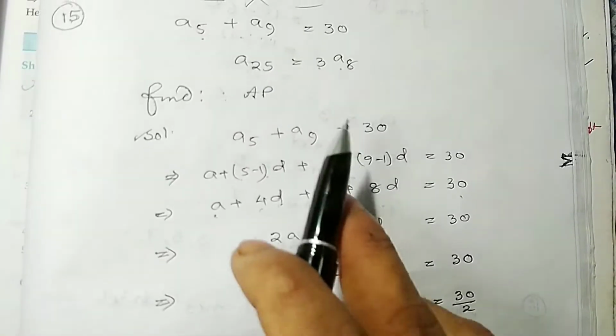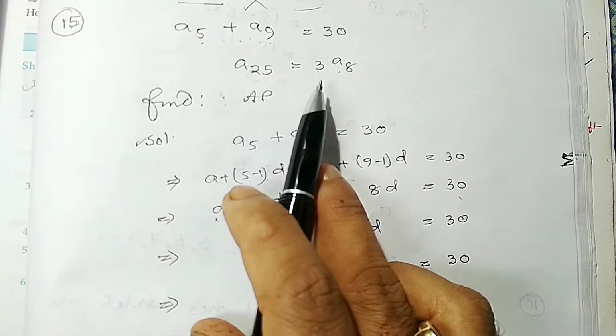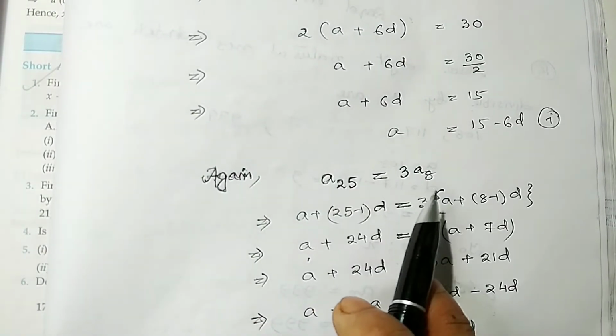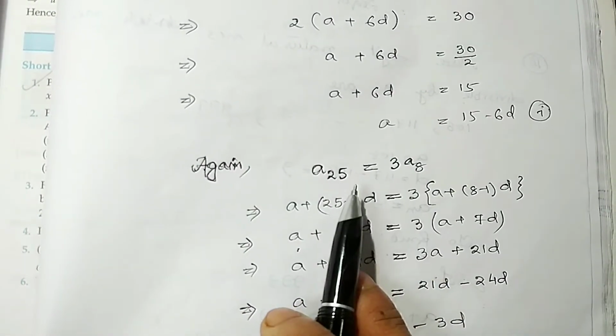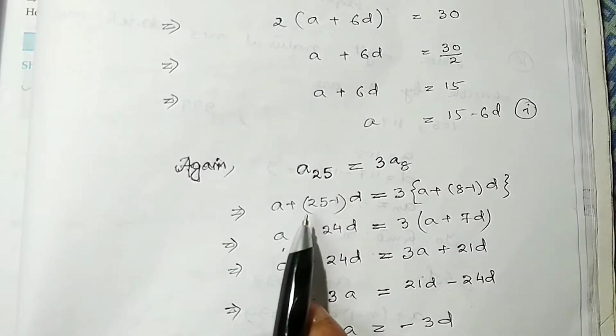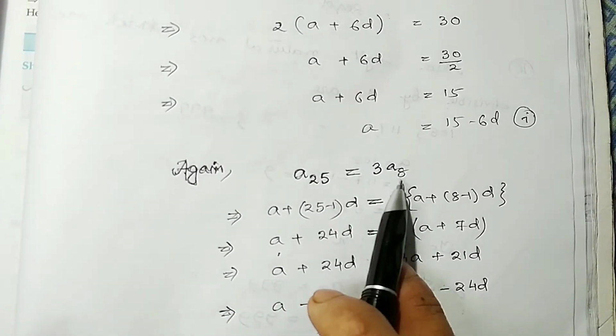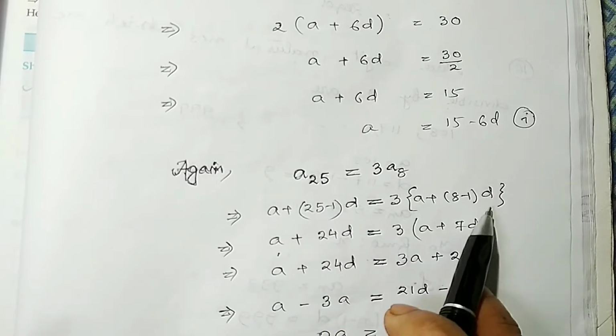Now the second condition is the 25th term is 3 times the 8th term. So the 25th term is 3 times the 8th term. Again we have to use the term formula. A25 will be A plus 25 minus 1 into D equals 3 times A8. A plus 8 minus 1 into D.